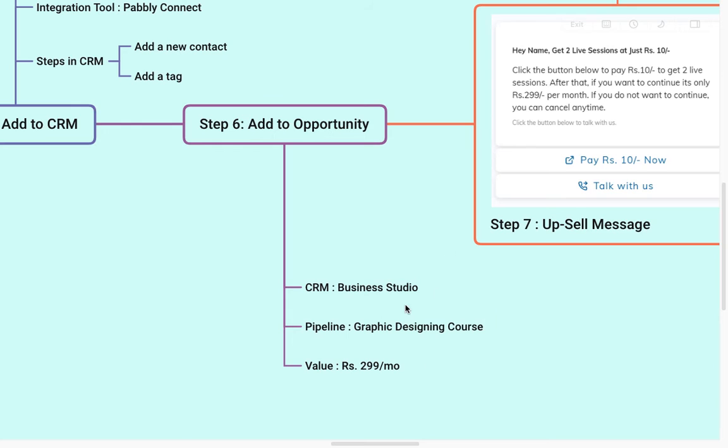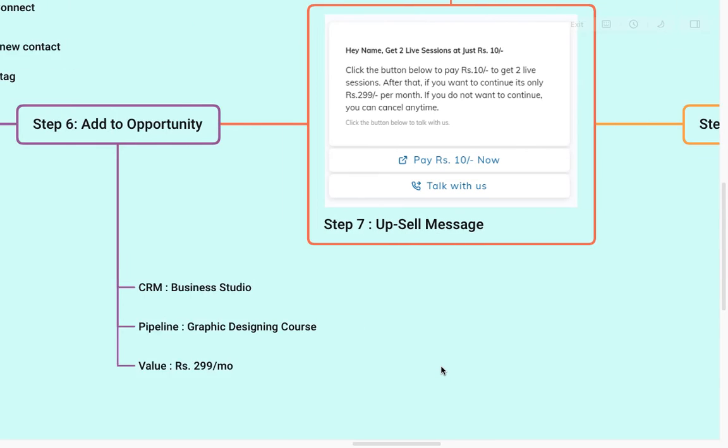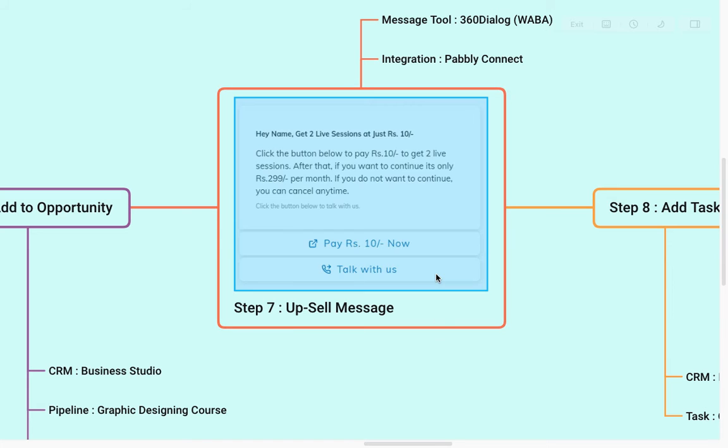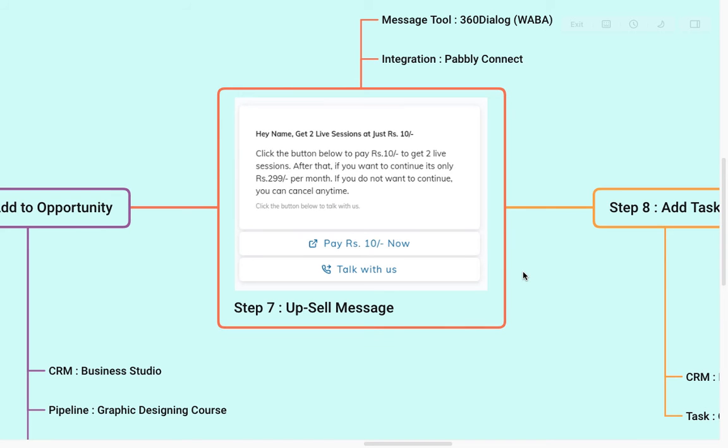So what we do is that we create an opportunity in the pipeline for the graphic designing course, which is worth 2,299 rupees per month, right? And after that, we send this payment link to the customer after a few minutes in his WhatsApp, because he has been given access to the course.